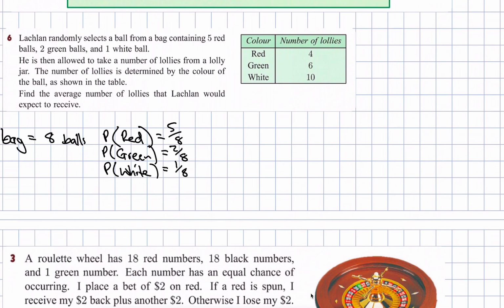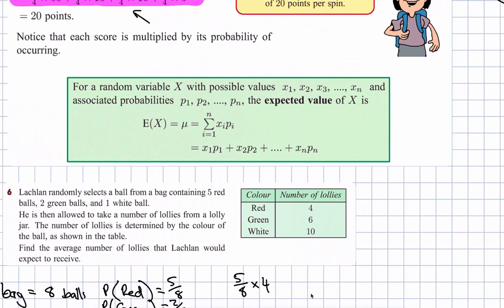Okay, it then says he's allowed to take a number of lollies from the lolly jar depending on what colour he gets. All right, so in the long run, they're the probabilities of getting a red, a green, or a white. So what in the long run is he going to get? In the long run, he's going to get 5/8 of the time he gets red, which means he gets 4 lollies. Okay, so we're going to times that by 4. So it seems a little bit interesting because we're not really using the actual red. The red is effectively equivalent to saying 4 lollies. So it could be a token rather than a red saying 4 lollies. So that is why we're multiplying by 4.